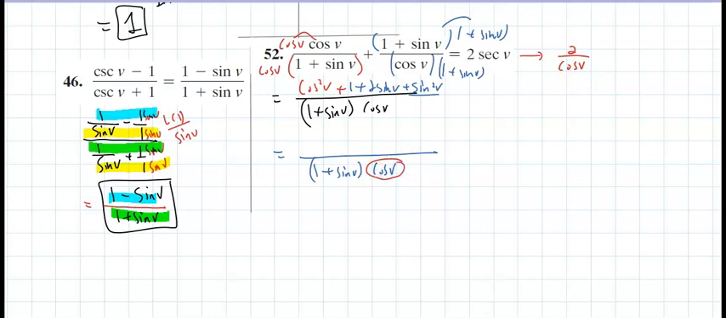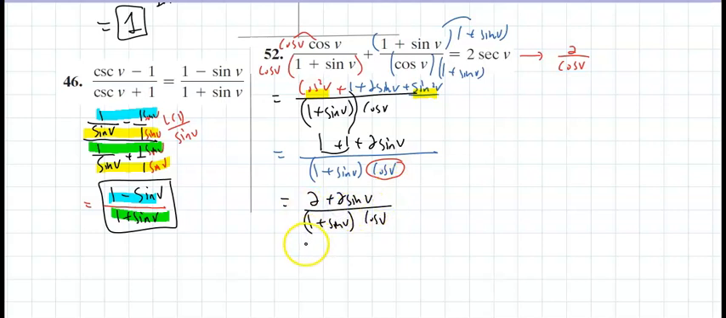Now, when I look at this, what does cosine squared plus sine squared equal? Isn't that a 1? Plus 1 plus twice the sine of v, and those add up to 2 plus twice the sine of v. And if I factor a 2 out of the top, wouldn't that be 2 into 1 plus the sine of v over 1 plus the sine of v times cosine of v?